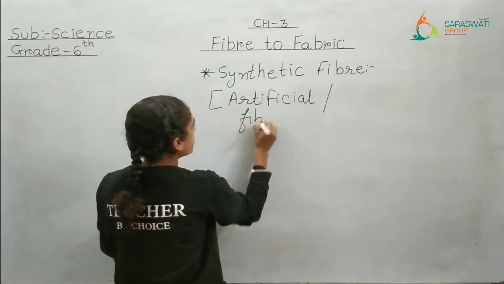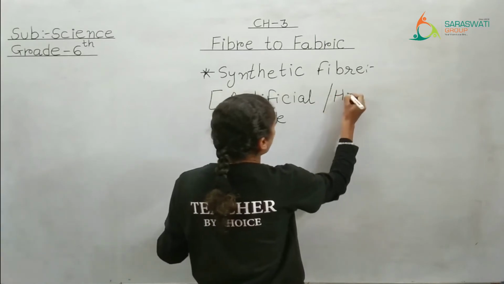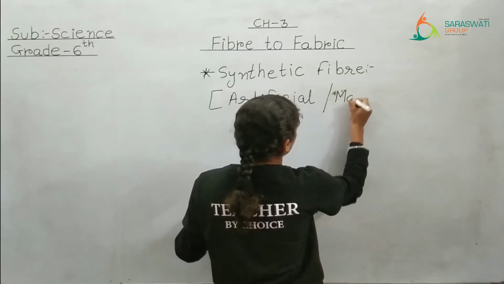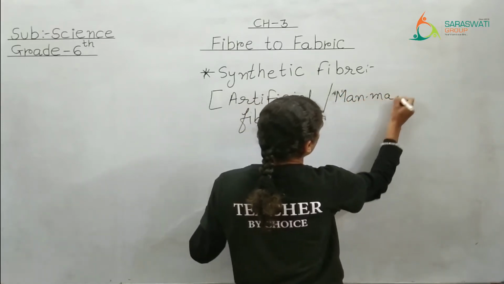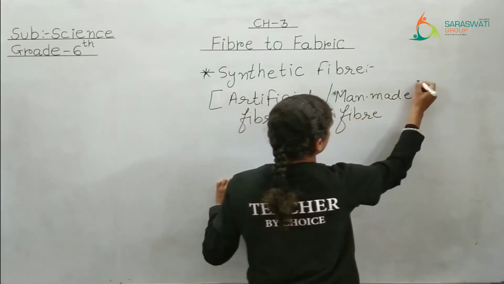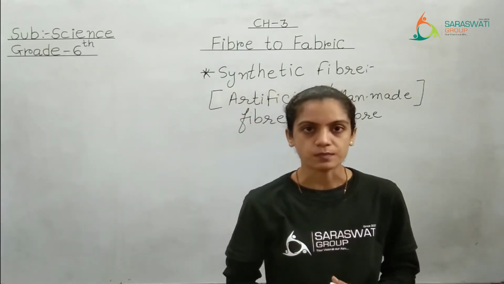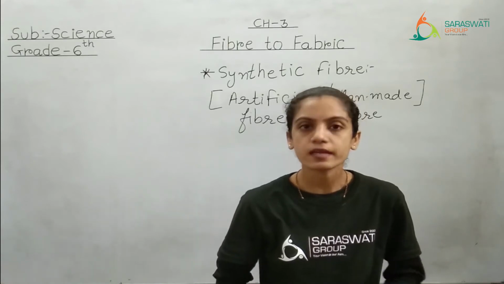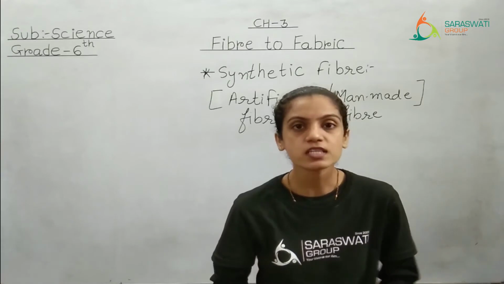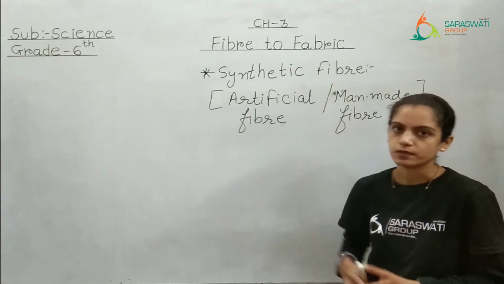And just because these fibers are prepared by humans, they are also known as man-made fiber. They are known as what? They are also known as man-made fiber. Right? So these are the two different names of the synthetic fiber. Now we will see it in detail. It has some good advantages. It has some great disadvantages also. So we are going to cover all that in the topic called synthetic fiber.